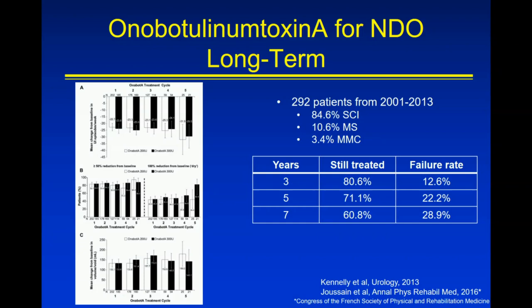But even at 7 years, 60% are still being treated. That's far superior to anything that we have with medications for the overactive bladder side. And you have to remember, some of these are patients where the disease process may progress and get worse over time. So there are reasons why there may be a loss of effect, not that the medication isn't working, but the neurologic disease may progress as well.